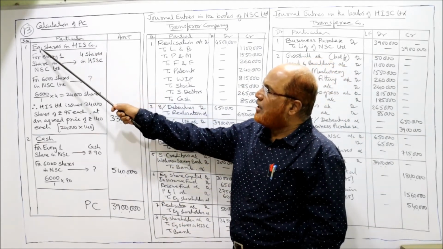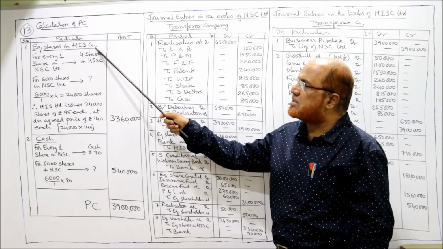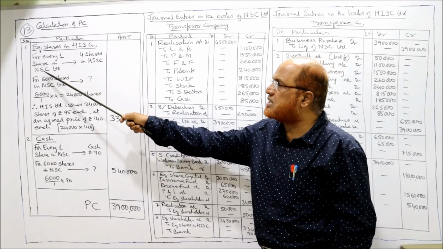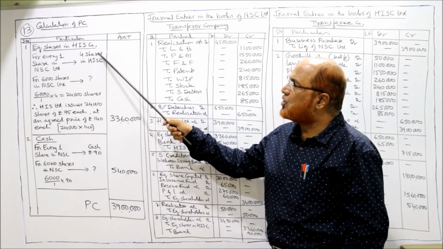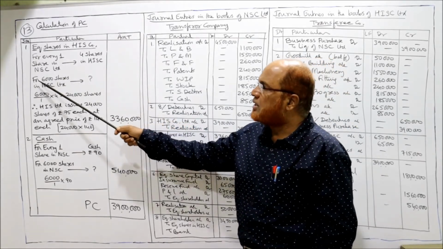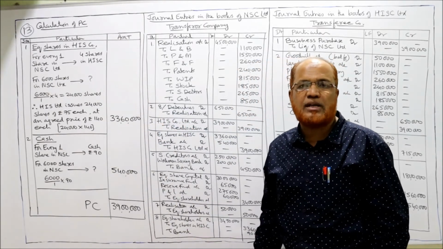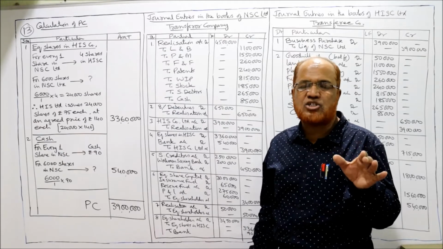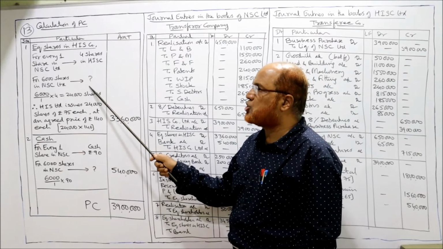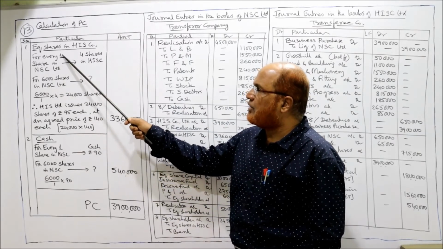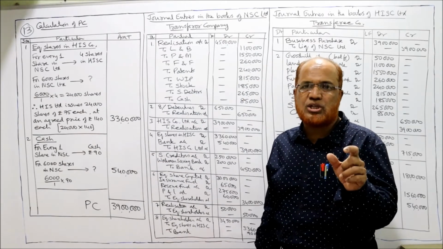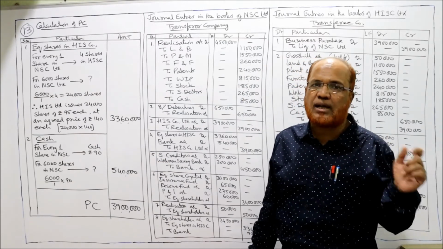Calculation of purchase consideration. Equity shares in Hindustan Iron and Steel Company: for every one share in NSC, National Steel Company, 4 shares in Hindustan Iron and Steel Company. For 6,000 shares, in the problem you can see the liability side of National Steel Company, 6,000 shares are there. For 6,000 shares, how many shares will be issued? 6,000 divided by 1 into 4, you will get 24,000. So 24,000 shares will be issued by Hindustan Limited.